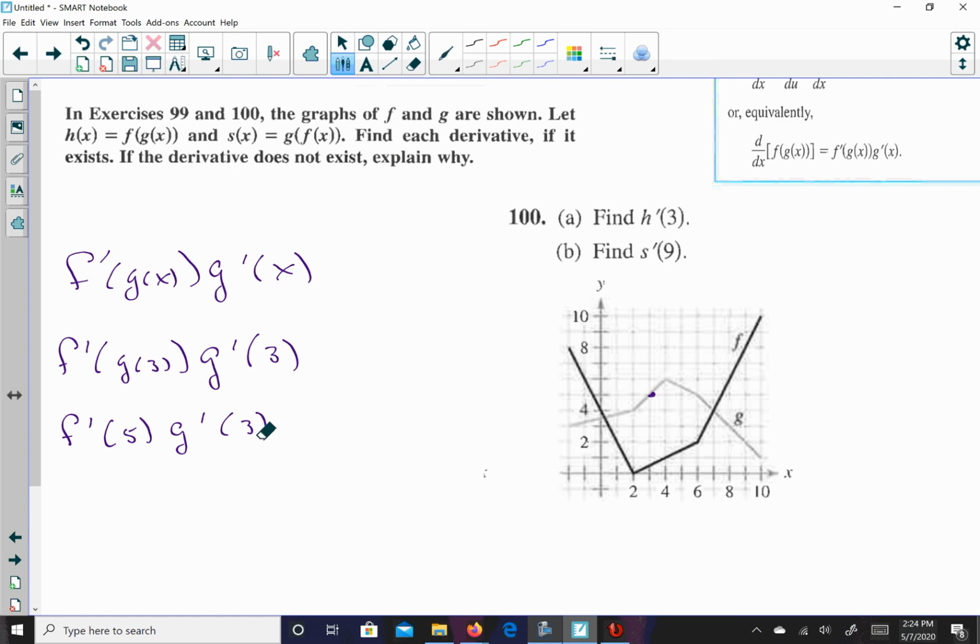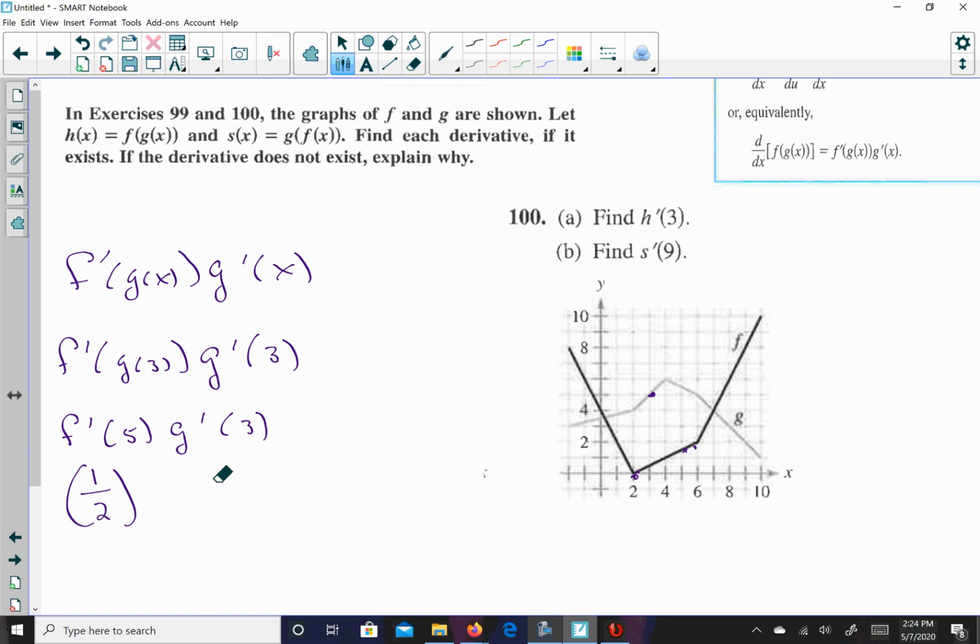So to find the derivative, remember I want to find the slope of the line at that given point. So let's do the derivative of f, so the darker line, at 5, which is here. So I want to find the slope of this line. I can see that it goes from here to here. So my rise would be 1, 2. My run is 1, 2, 3, 4. So that ends up being 1/2.